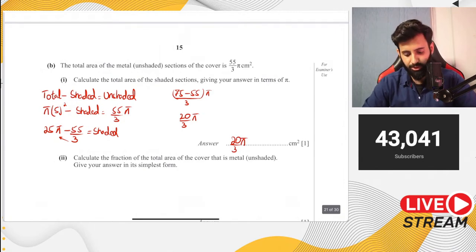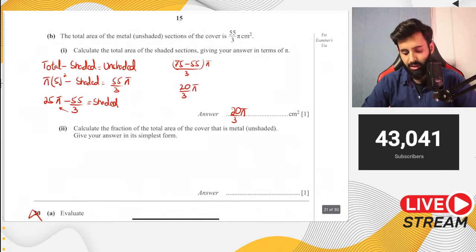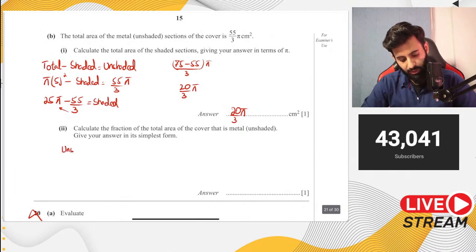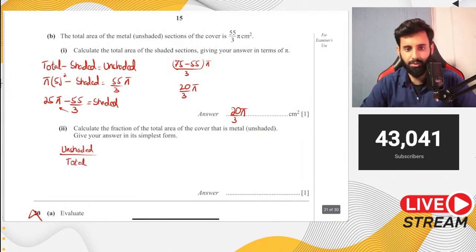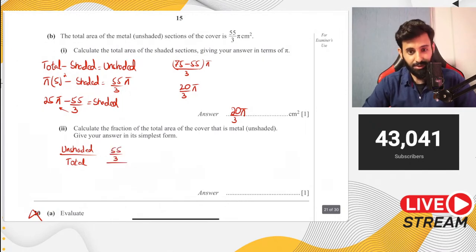So that's it. Part 2 says, calculate the fraction of the total area of the cover that is metal unshaded. So basically, calculate the fraction of the total area of the cover that is unshaded. That means unshaded divided by the total. If we had to calculate percentage, then we would have multiplied it by 100 as well. So what's the unshaded area? The unshaded area is 55 upon 3. And we need to calculate it as a fraction of the total area.